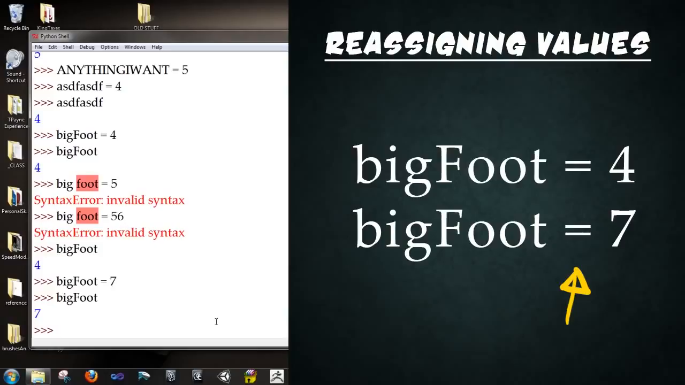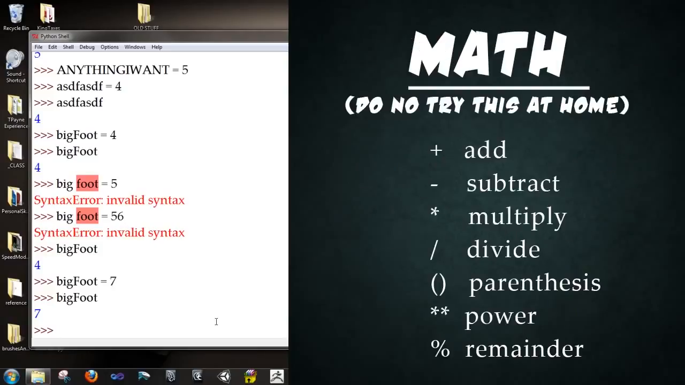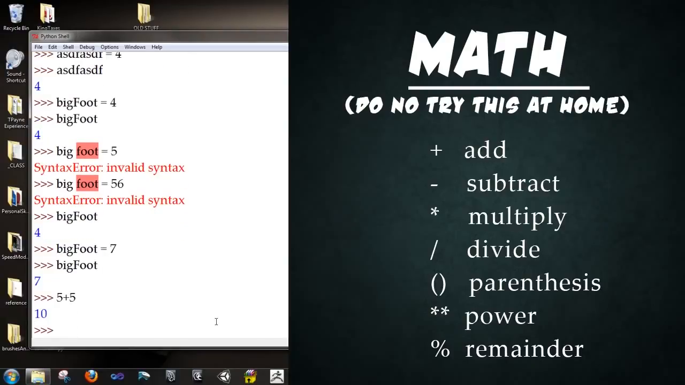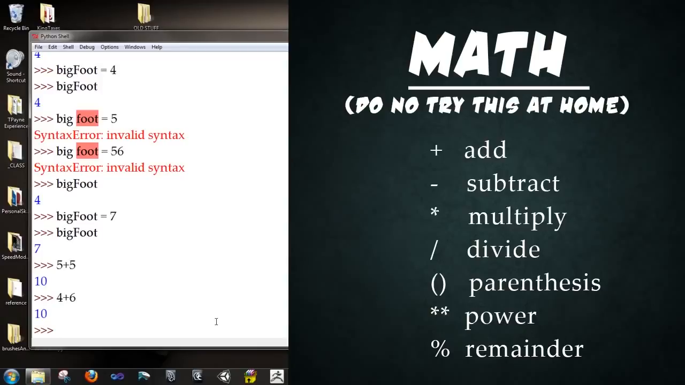All right, now we're going to begin on one of my favorite topics, math. So Python has a built-in math function that you can just punch right in. So let's type in 5 plus 5. What do you think is going to happen? 10. Good job. You guessed correctly. It actually will spit out the answer depending on what it is. So I can do like 2 plus 4 or 4 plus 6, and it'll give me the answers.